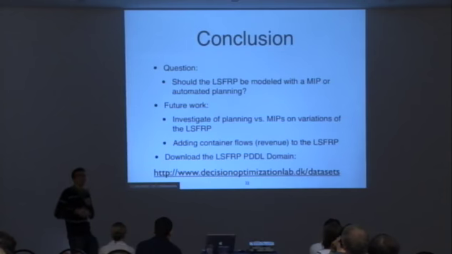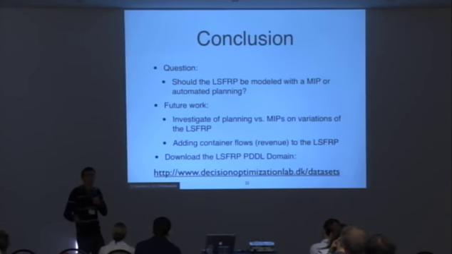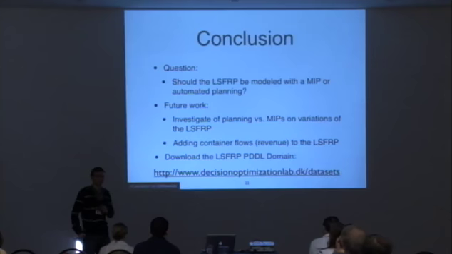I actually have a new model doing those already, and once I add this sort of multi-commodity flow of cargo, the MIP starts to become much better than the planning techniques. And we have this PDDL domain available for you to download and play with if you'd like, both the forwards and reverse domains. It's available at decisionoptimizationlab.dk/datasets, and I hope you'll download it and try it out. Thank you.